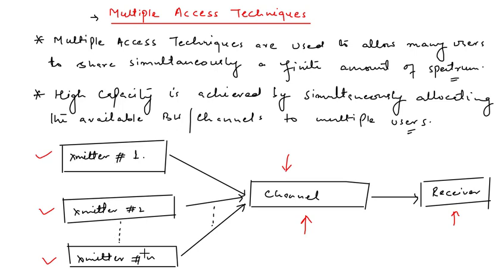So this is one kind of scenario where we can apply the multiple access schemes in order to allow multiple users to access a finite amount of spectrum. This is the first case. And the other kind of communication system where we have multiple users, I will draw a diagram for that also.